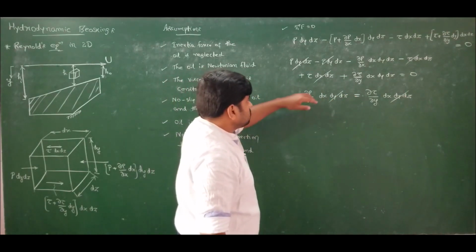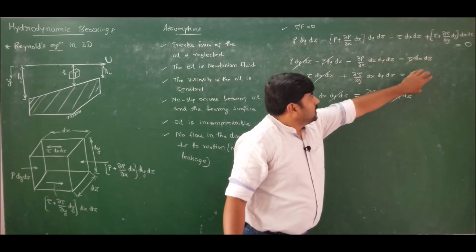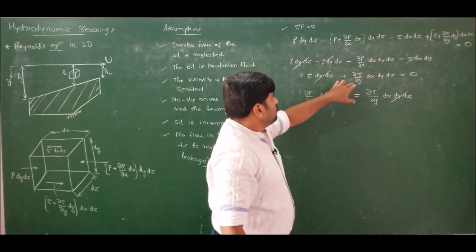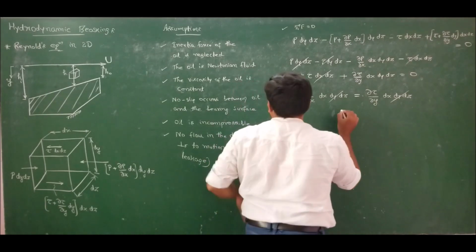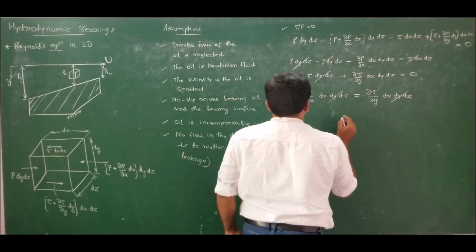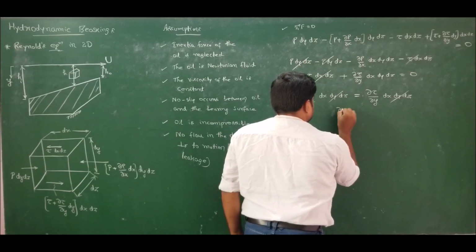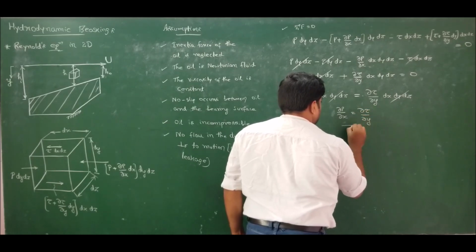Correct? Here I have a negative sign. I will take this term to the right hand side. So if I take this term to the right hand side, these two will become equal. So I cancel off the volume. Hence our first assumption, inertia force of the oil is neglected, which is nothing but sum of forces equal to 0, yields us ∂P/∂x is equal to ∂tau/∂y.